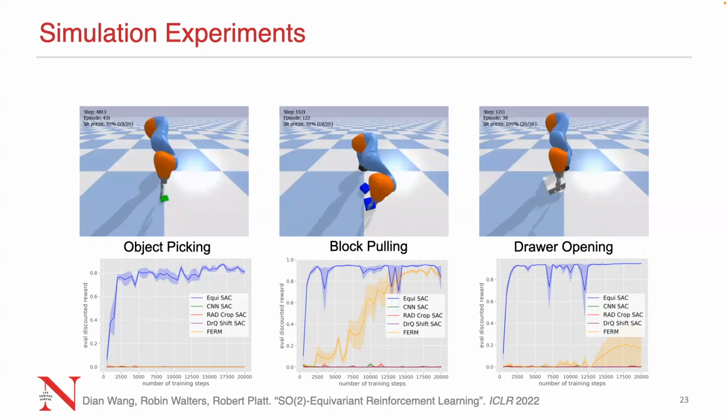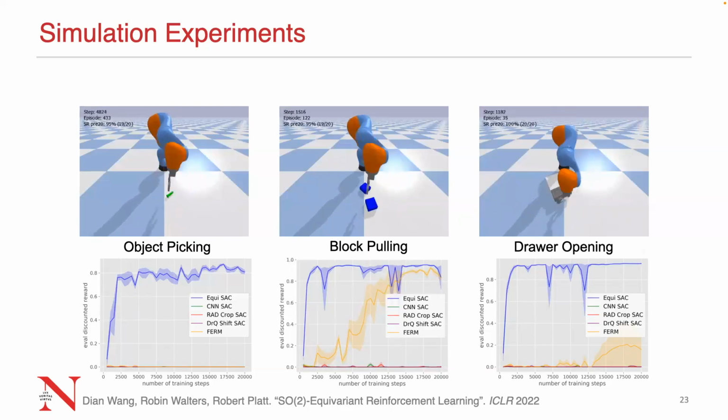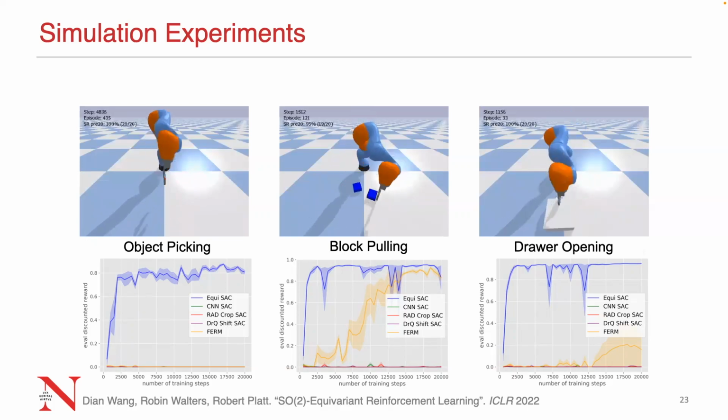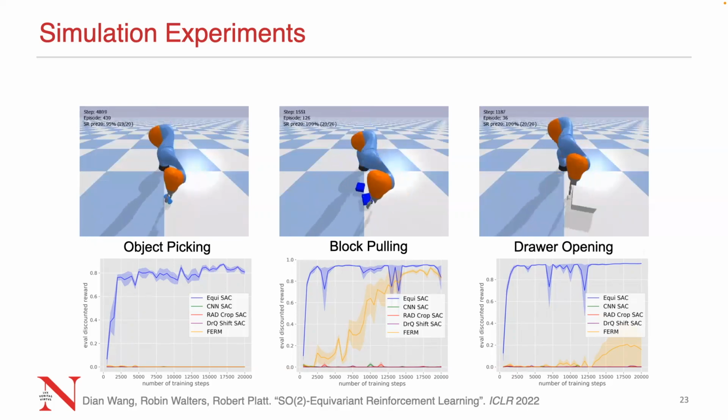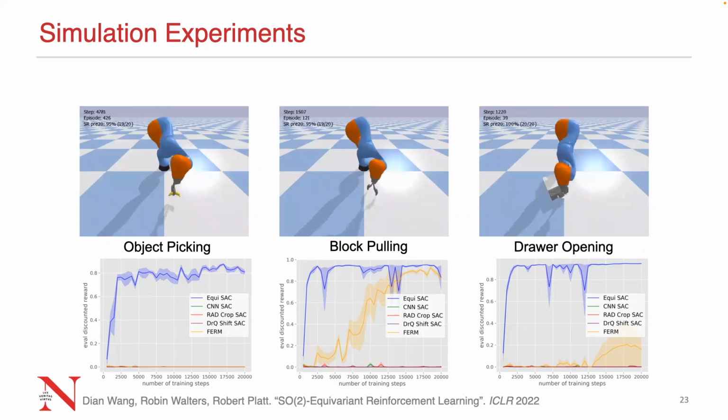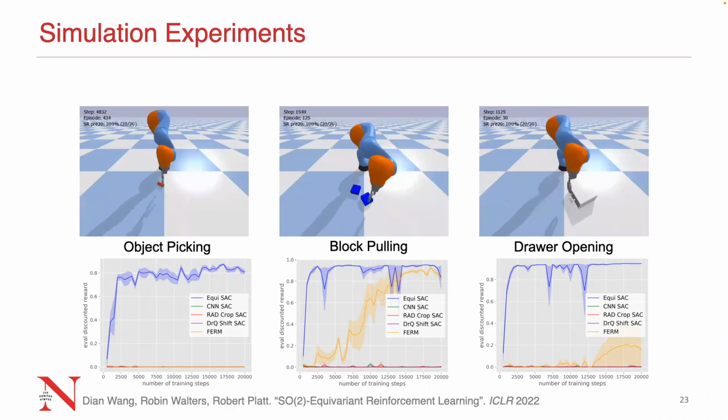Yeah, so we can see that the only baseline that works a little bit is the yellow one, where it can solve this block pulling task. But in the other two environments, none of the baselines can solve the task, but we can learn to solve it. Within around 2,500 training steps, it's a very significant improvement over the baselines.